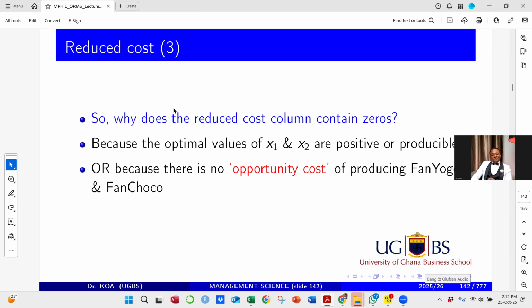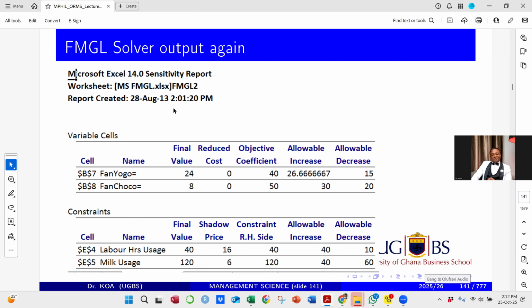Now, let's go to the real stuff. Which constraints are binding? Looking at the storyline, which constraints are binding? Who can tell me which constraints are binding here?